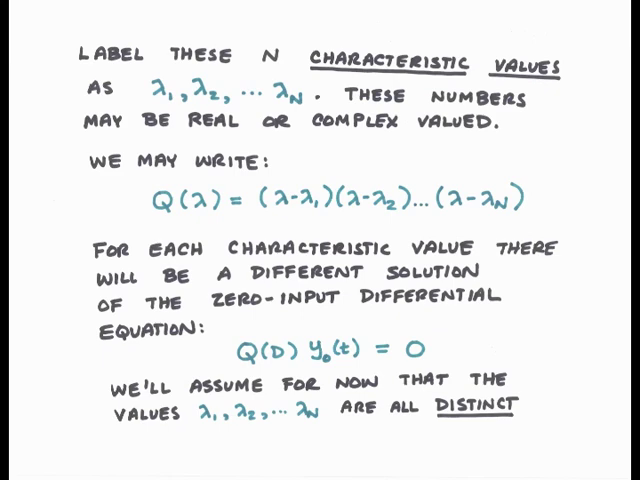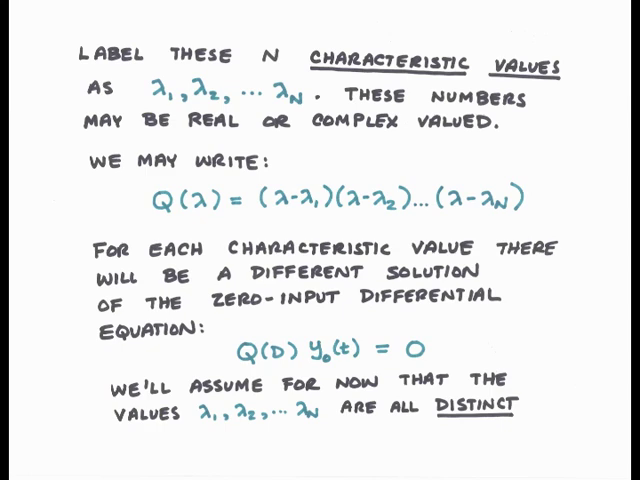The n roots of this characteristic polynomial are referred to as the characteristic values, and we'll label them lambda 1, lambda 2, through lambda n. These numbers may be either real or complex valued. We can write the characteristic polynomial as q of lambda equals lambda minus lambda 1 times lambda minus lambda 2, and so on through lambda minus lambda n.